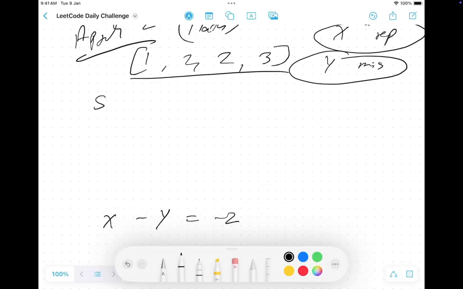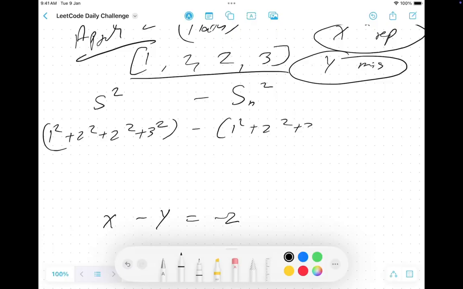So let's find s square. 1 square plus 2 square plus 2 square plus 3 square. Then we subtract sn square, which is 1 square plus 2 square plus 3 square plus 4 square. This will cancel out, this will cancel out, this will cancel out.